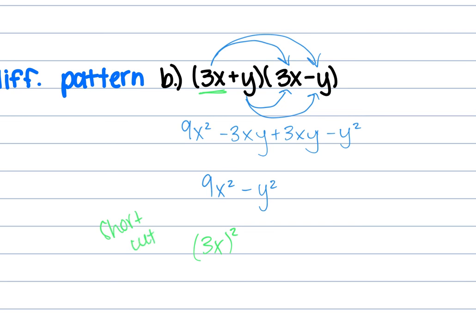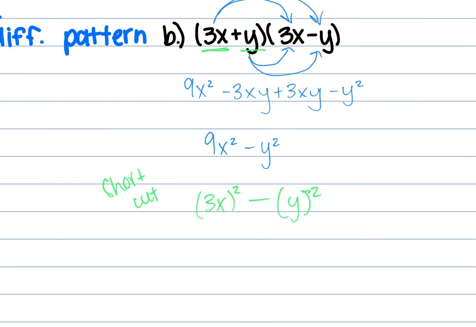What was my second term? Y. Throw a minus sign in between them and then take y and square it. What's 3x times 3x? 9x to the second power. What's y times y? Y to the second power. Did we get the same thing? Yeah. The first one is more work. What's easier? Do I care, as your teacher, which method you use? No. Okay?